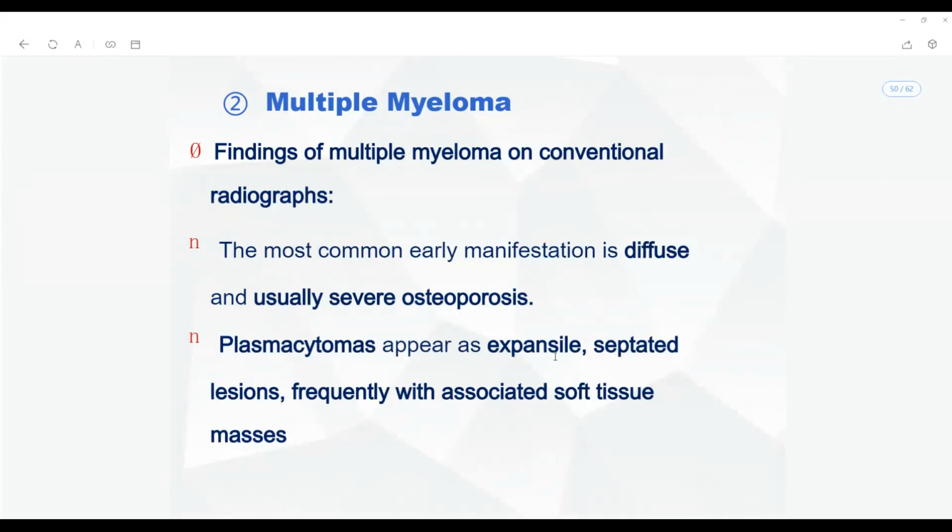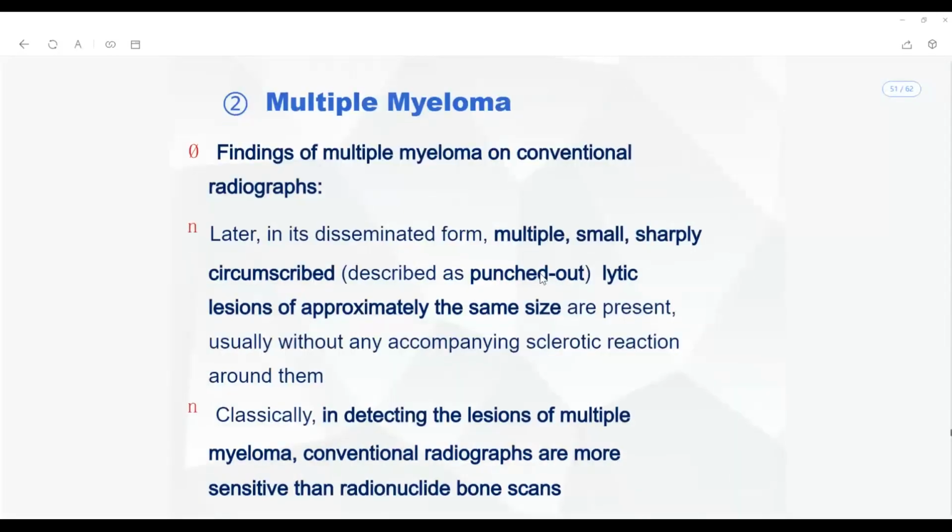Soap bubble appearance along with septations and the soft tissue mass is what is called a punched out lesion, right? Is it clear why we call them punched out lesions? A punched out lesion is a characteristic feature of multiple myeloma. You can also call them skip lesions. These are multiple small, sharply circumscribed lytic lesions of approximately the same size, without any sclerotic reaction around them. That is how we recognize these hypodensities.